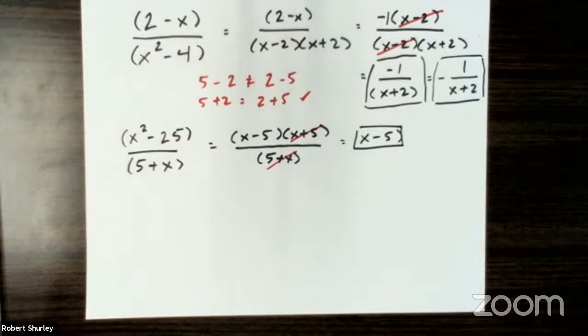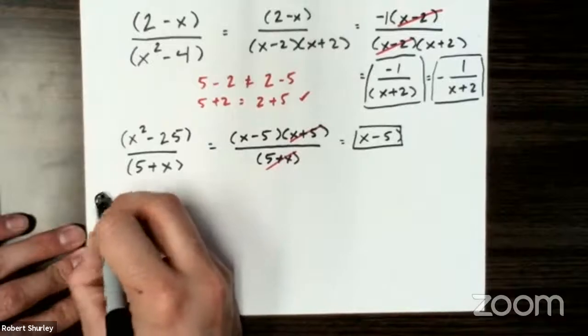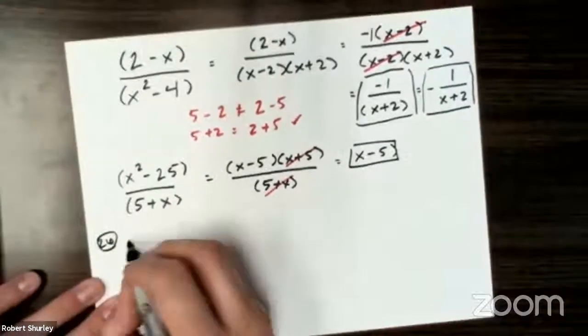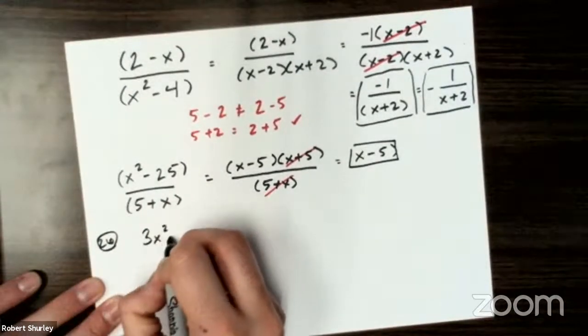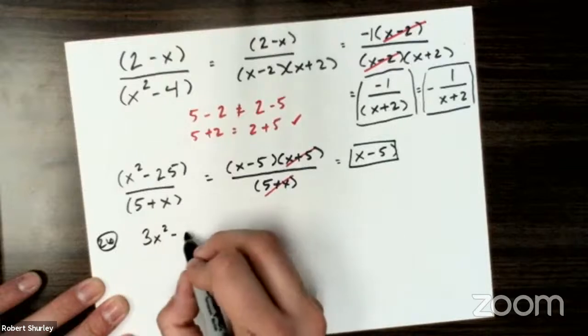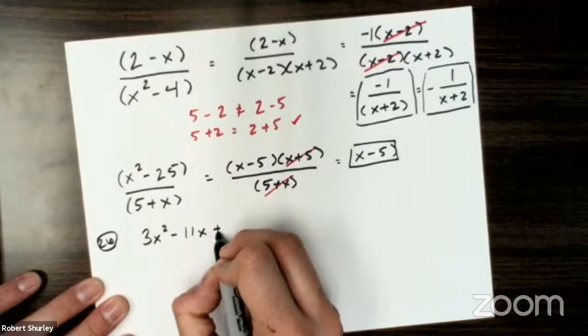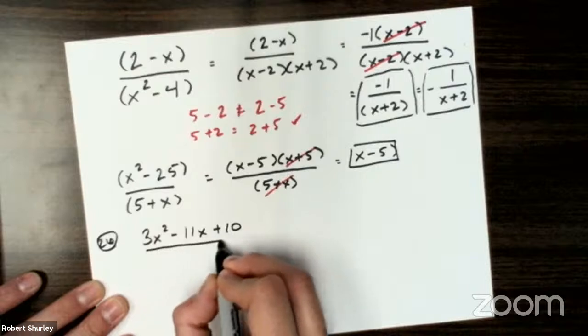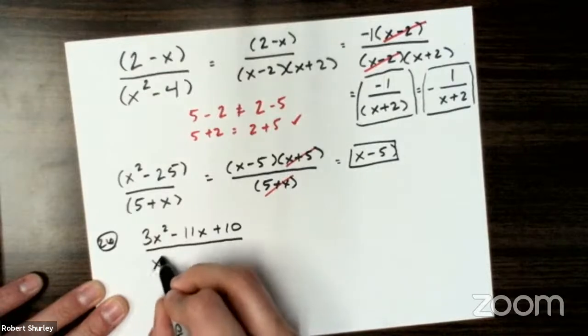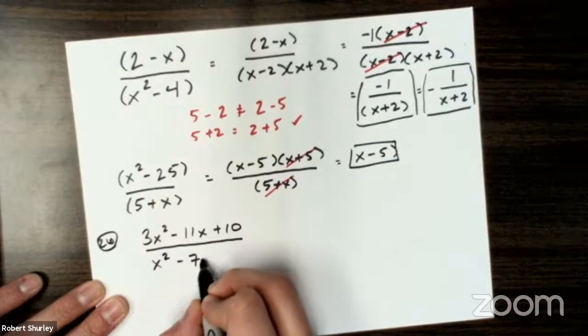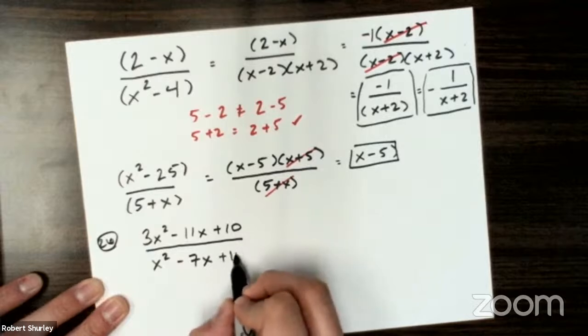Okay, great. So let's kick it up a notch. This is number 26 in your homework. We've got 3x squared minus 11x plus 10 over x squared minus 7x plus 10.